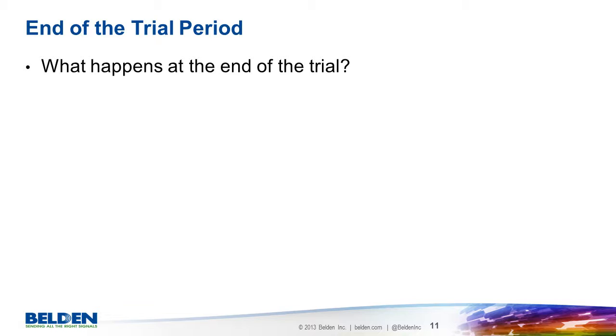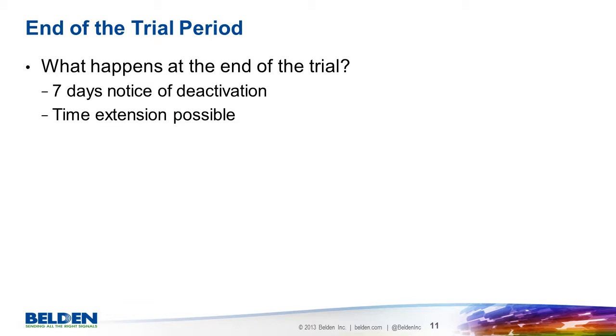So, what happens when the evaluation period ends? As your trial draws to a close, you will receive a notification 7 days before the trial period ends. If you need more time to complete your evaluation, just let us know. When the trial period expires, your account will be deactivated for a period and then it will be deleted.